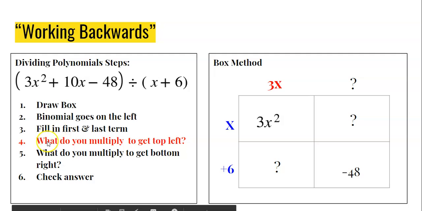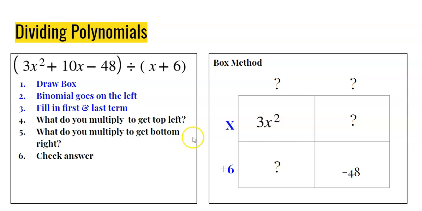Our next step is to ask ourselves, what do you multiply to get the top left number? Because we don't know the missing binomial. We also don't know what numbers combine to give us 10x. It could be 8 and 2, 5 and 5. We don't know, so we have to figure it out.